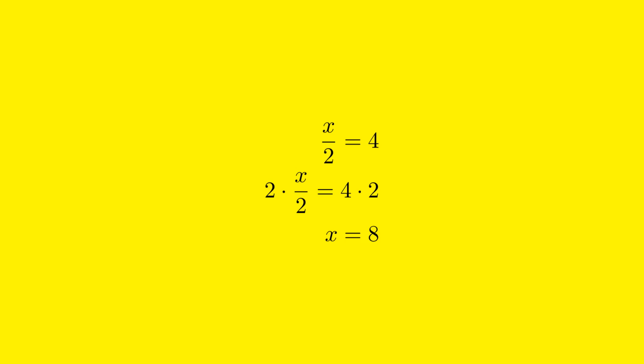So x equals 8 is the solution to the equation x divided by 2 minus 1 equals 3. This is the final step, and there are no further steps needed.